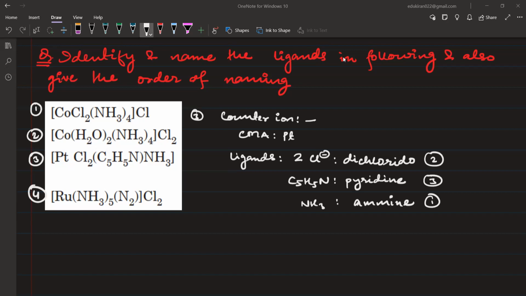Listen here guys, in the fourth one you have a ligand whose name you may not know. This ligand is nitrogen, N2, and its name will be dinitrogen. And here we have another, NH3, that will be pentaammine. First you'll name ammine and then dinitrogen. Fourth one we have done. You have just 2 remaining. Please do it on your own.